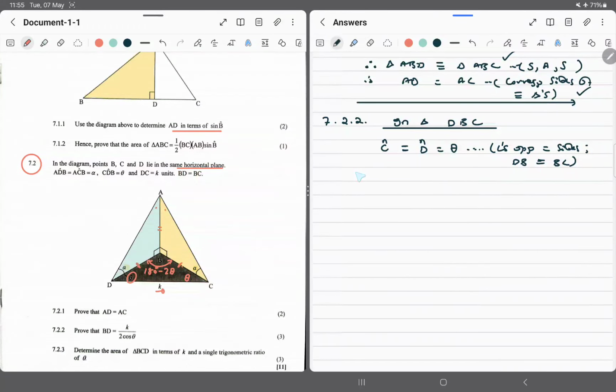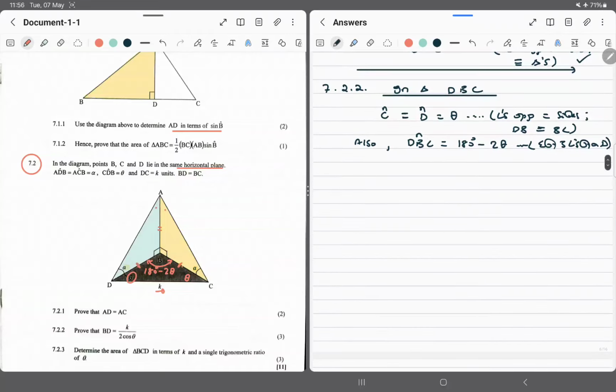We also know that this angle DBC is going to be equal to 180 degrees minus 2 theta. This is the sum of 3 angles of a triangle. We're still talking about the same triangle. And then we can go on and do the business.